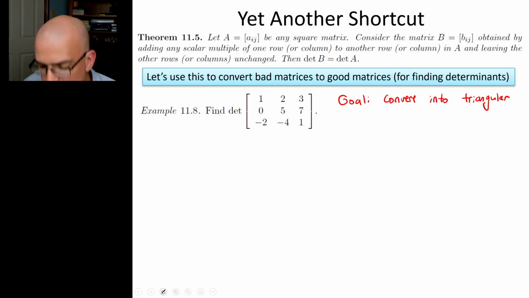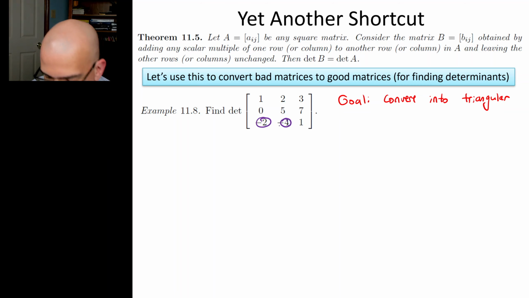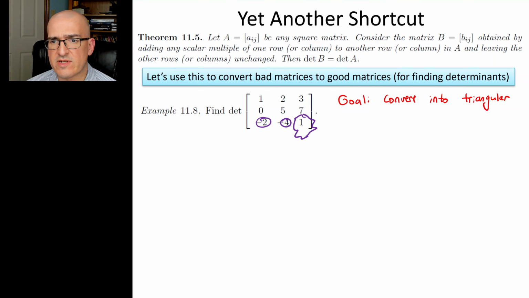And how can we do that? So the first row can stay where it is. The second row can probably stay where it is. The third row, I need this to be 0, 0. Well, that -2 and that -4, I have to turn those to zeros. And then I don't care what happens where that 1 is. Whatever number is there, it doesn't matter. It's just going to be a number, and then the determinant will be the product along the diagonal. So how do I make that -2 disappear? How do I make that -4 disappear?